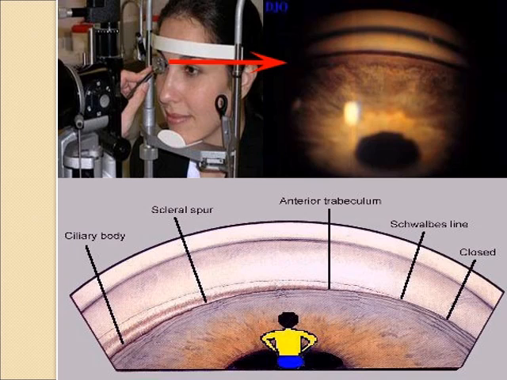The angle may be wide open, as you see in the right part of the slide, and the examiner is able to see the ciliary body, or it may be totally closed where no structure could be seen between the cornea and the iris.